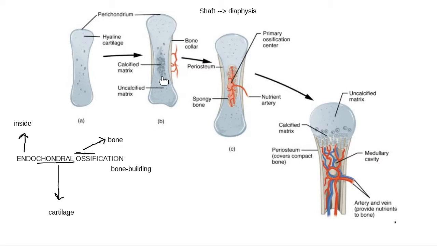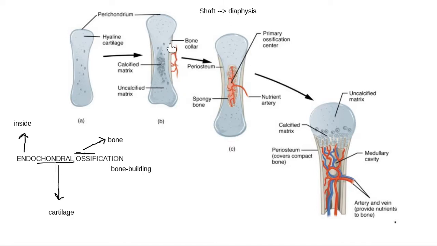So what happens is I build a cartilage model. We'll say that we're building the humerus, for example. So I build a little model out of hyaline cartilage of the humerus. And as that cartilage model gets bigger, it receives messages from its environment that it should start to build bone tissue on the outside, on the diaphysis. So it builds this thing called a bone collar.